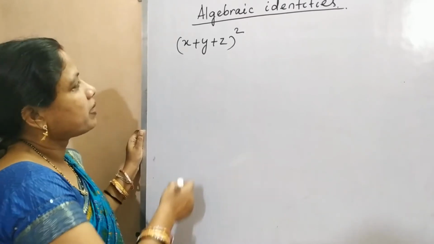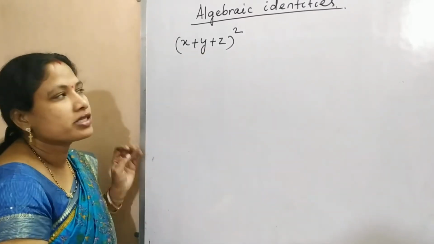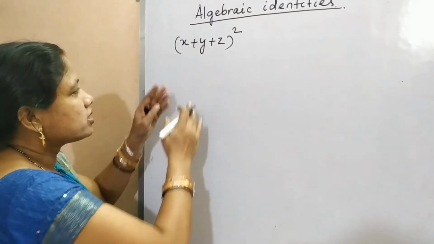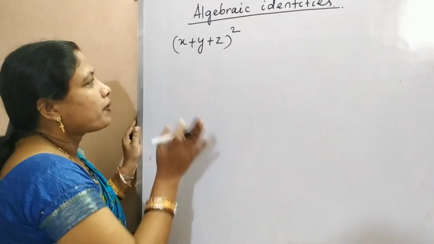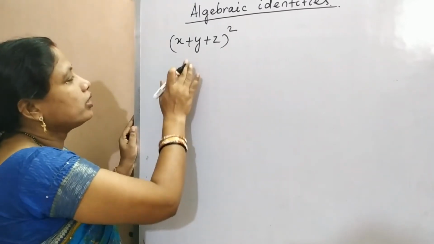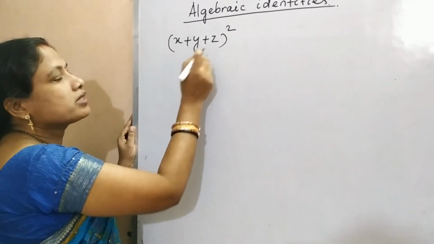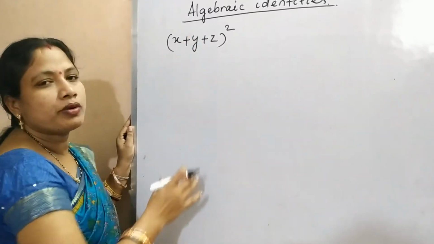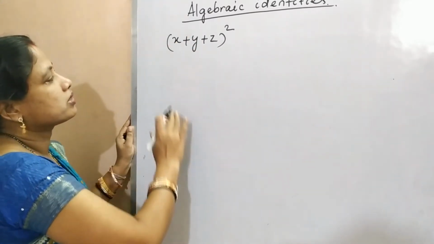Let us find (x + y + z)². So this is a trinomial. So far we learned the identity about binomials. So here x + y + z is a trinomial. So we have to find the square of this trinomial.